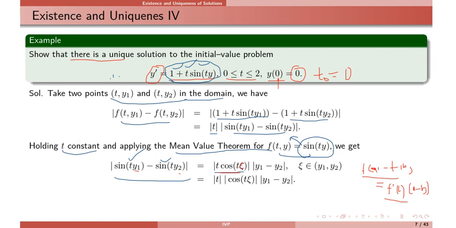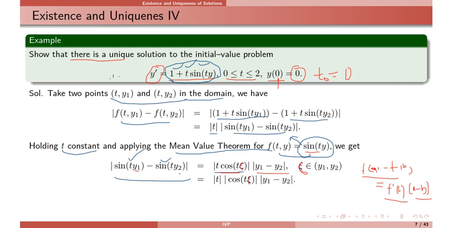So the partial derivative of sin(t y) with respect to y: sin will be cos and t y will give t, the partial derivative of y will be 1. And then replace y with c or xi. So t cos(t c), times y1 minus y2, that is a minus b, where c belongs between y1 and y2.